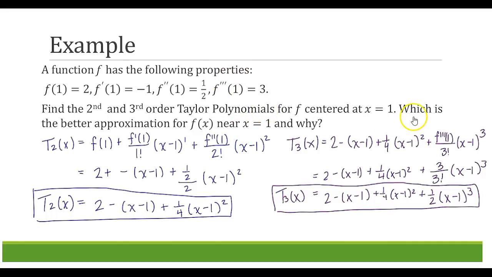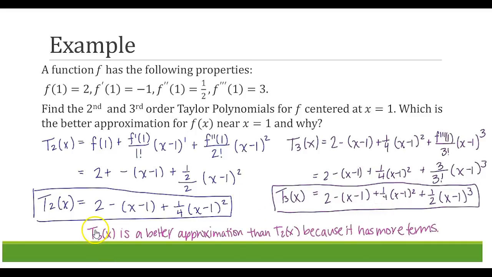And then finally, we're going to answer the question, which is the better approximation for the function f near x equals 1, and why? Well, we know that adding on additional terms gives us a better approximation of the function. So the one that's going to be the better approximation near 1 is T3, because the more terms that we add to the polynomial, the better. To formalize that, we would say T sub 3 of x is a better approximation than T sub 2 of x because it has more terms.